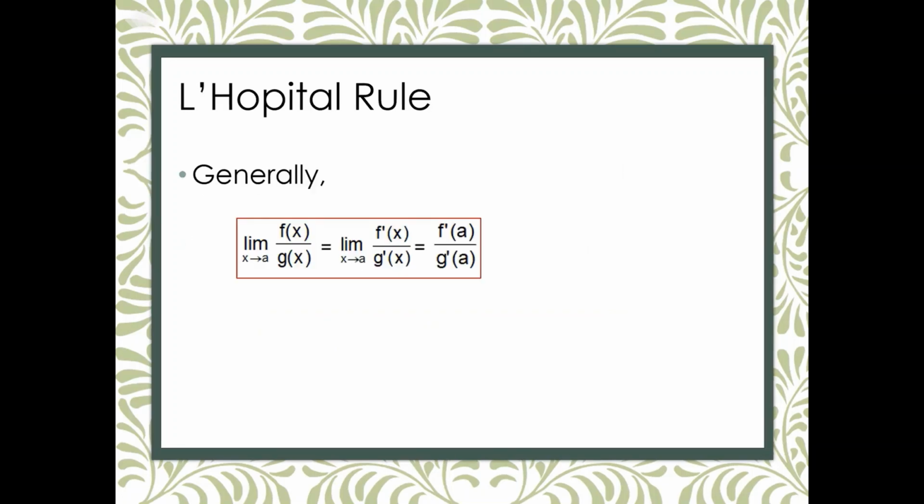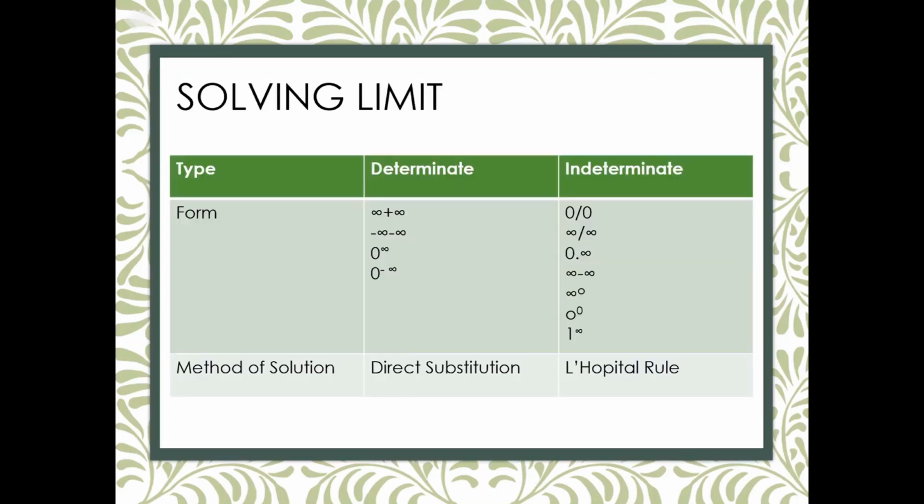Generally, the limit of rational function of indeterminate form can be obtained using the following formula. In M81A3, you have learned how to solve the limit of determinate forms, that is by applying direct substitution. To find the limit of indeterminate forms, you need to apply the L'Hopital rule.